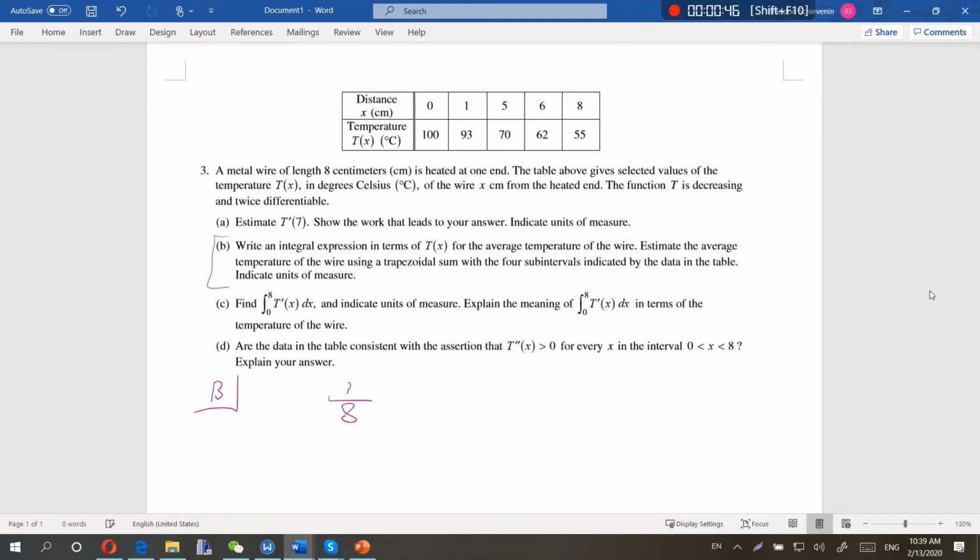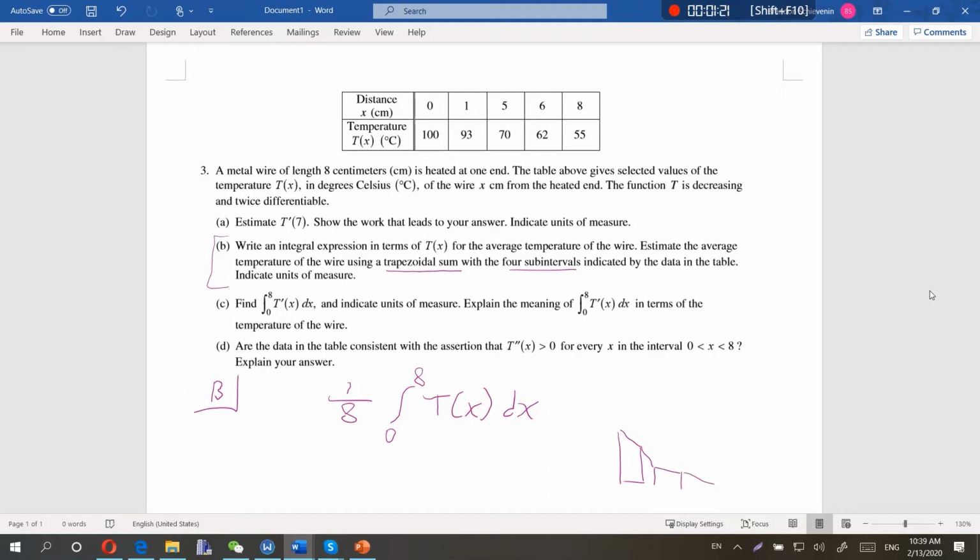So my average value formula would be 1 over 8 times the integral from 0 to 8. So that's 1 over b minus a, 1 over 8 minus 0, of our temperature in terms of x. And they want us to do it using a trapezoidal sum with 4 subintervals. So that trapezoidal sum means I'm going to take trapezoids that have different heights and add them together.